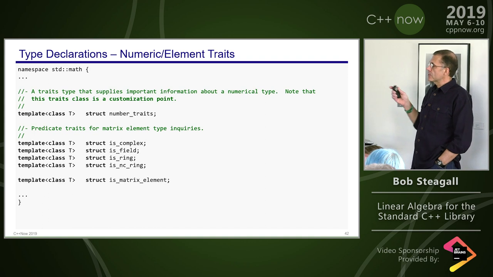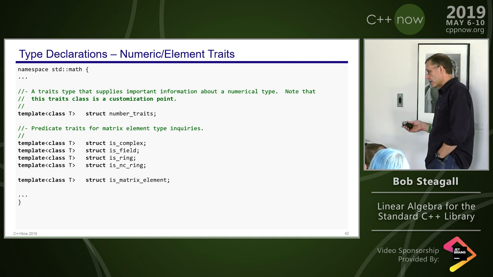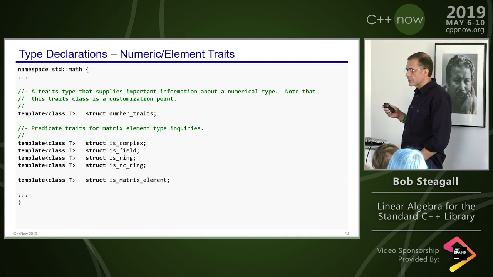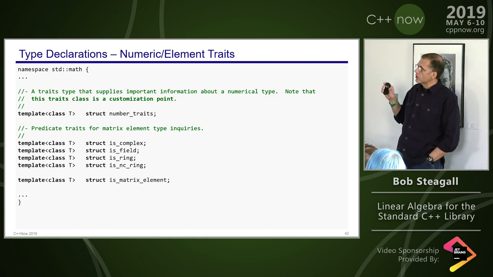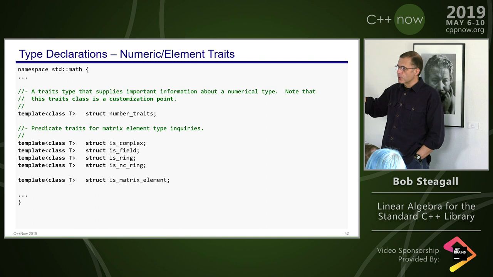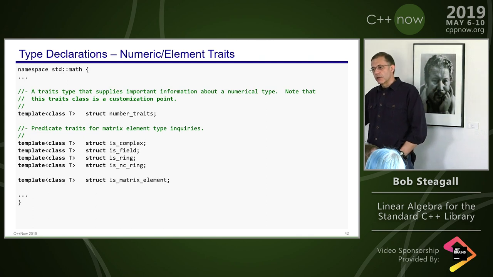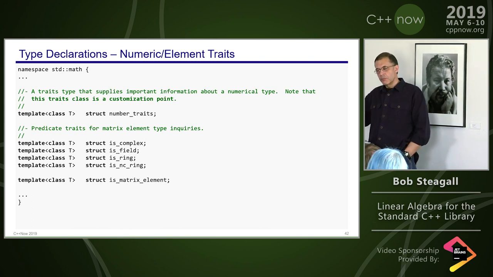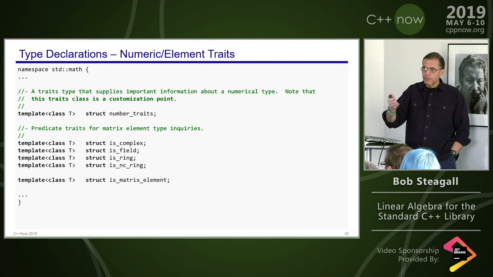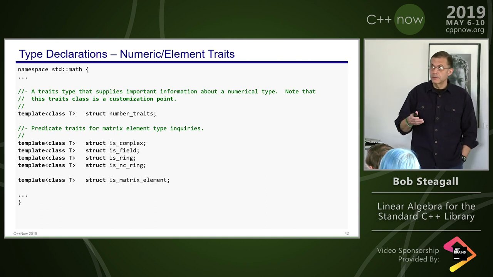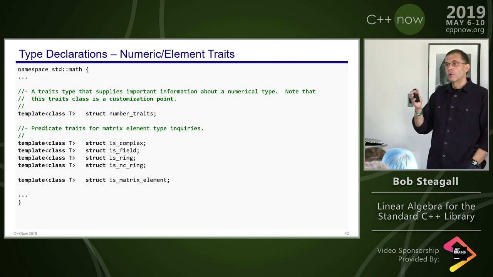So the question is, is this a place to use concepts? We're still discussing this, and honestly, I'm not super familiar with concepts. I don't know whether we could take out this customization point, the number traits, entirely and replace the mission that it fulfills with concepts in the engine types or the matrix types themselves. It may be possible that can be done. But we've not gotten that far yet.